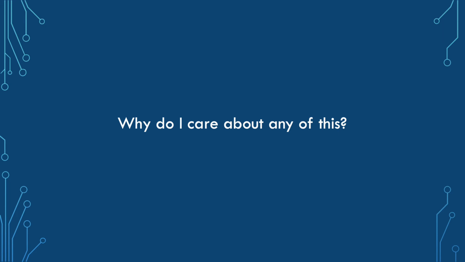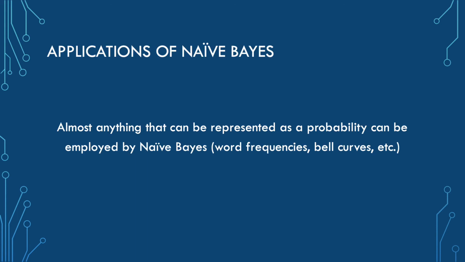So why do we care about any of this? We've talked a lot about probabilities and emails and words, but we really haven't talked at all about how this could possibly relate to anything radiology. The main takeaway is that almost anything that can be represented as a probability can be employed by the naive Bayes algorithm to create a predictive model. And as we just showed, the naive Bayes model can utilize bell curve information and overall population demographics to generate probabilities.